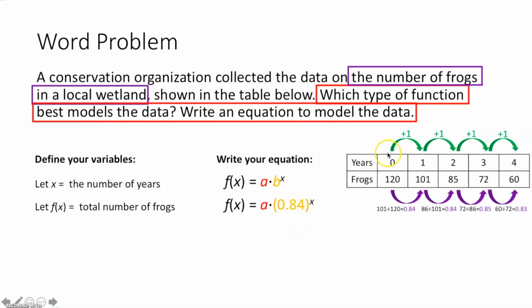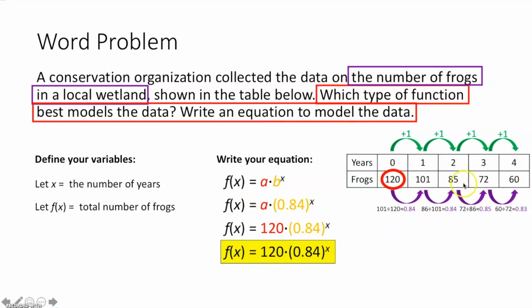So my x value in this case is the years, so that would be here, x equals 0. What's the y value that goes with that? That's 120. So I'm going to plug that in for my a value, and that is going to be the equation that best models this given data.